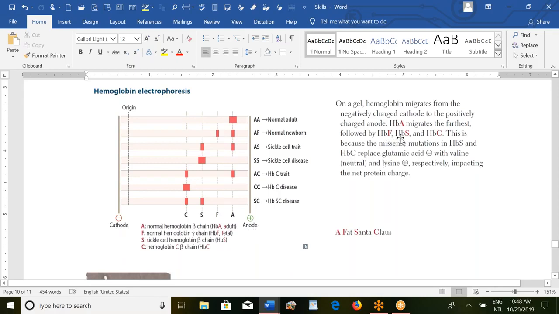So hemoglobin A migrates the farthest. It reaches the farthest point from the start. So whenever you see something here, it means that this lane contains adult hemoglobin. It is followed by hemoglobin F and then hemoglobin S and hemoglobin C, which stays close to the cathode.